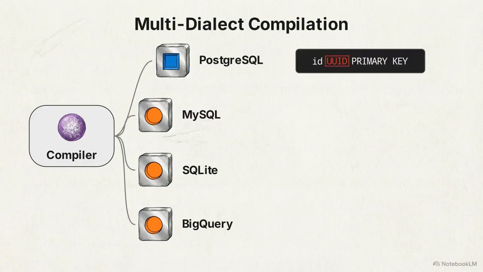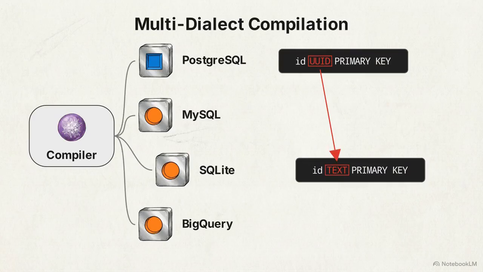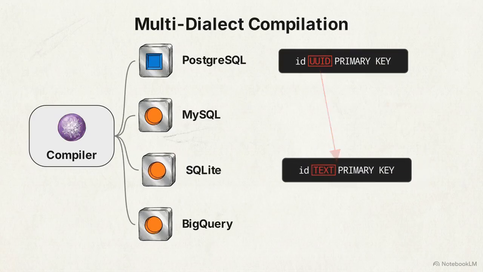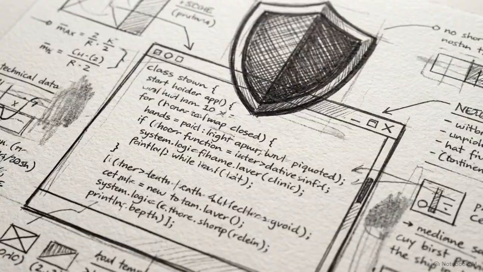For PostgreSQL, it applies native UUID types. For SQLite, it adjusts for a weaker typing model, converting those same UUIDs into basic text. Autonomous dialect compilation allows back-end teams to pivot their underlying storage infrastructure without ever needing to rewrite their ingestion scripts.